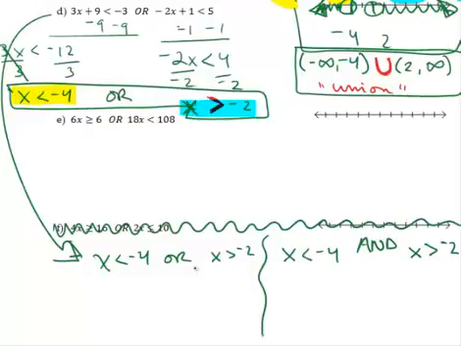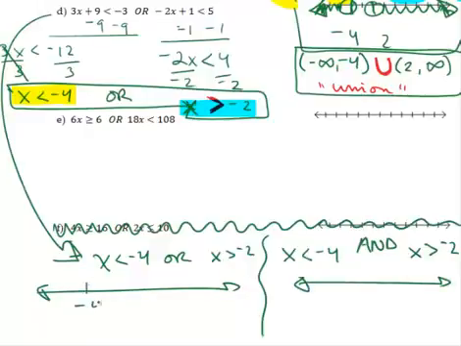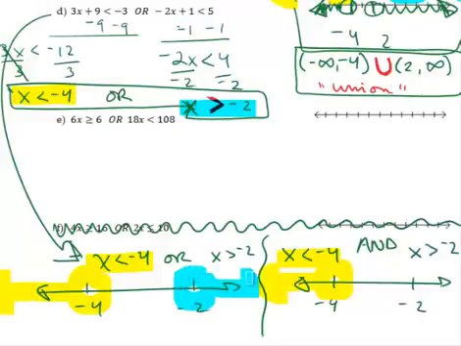So same numbers, but just different words. Think about your thought bubbles for these. We said these are open circles at negative 4, and they go all the way down. And for negative 2, open circles all the way up.